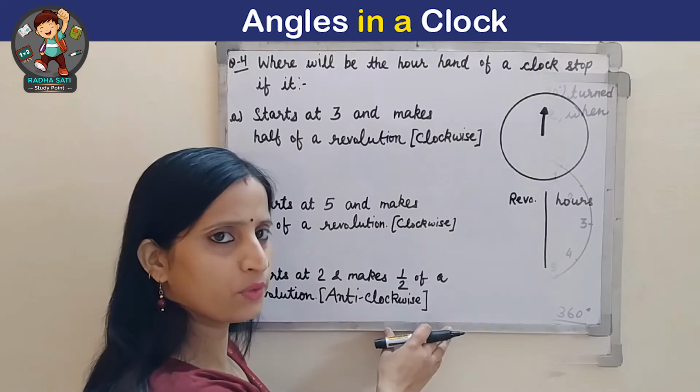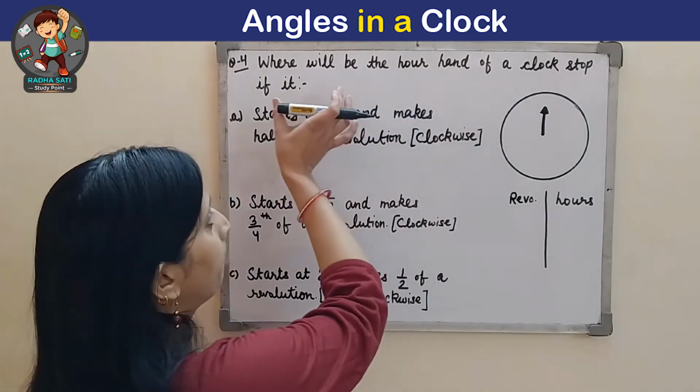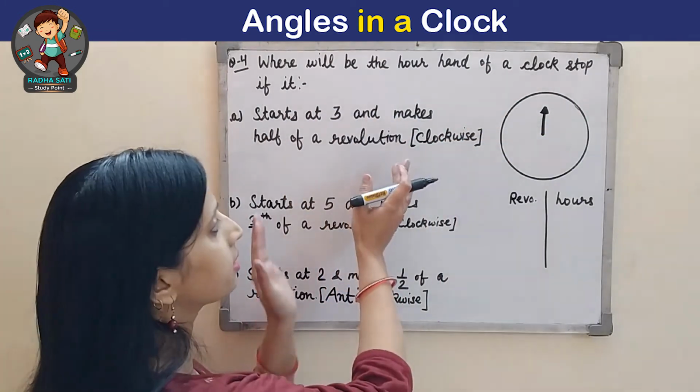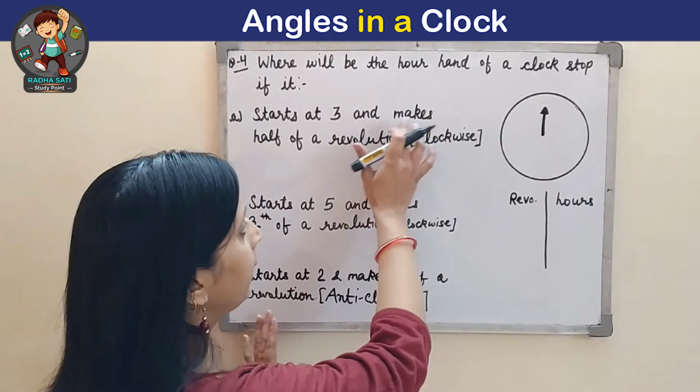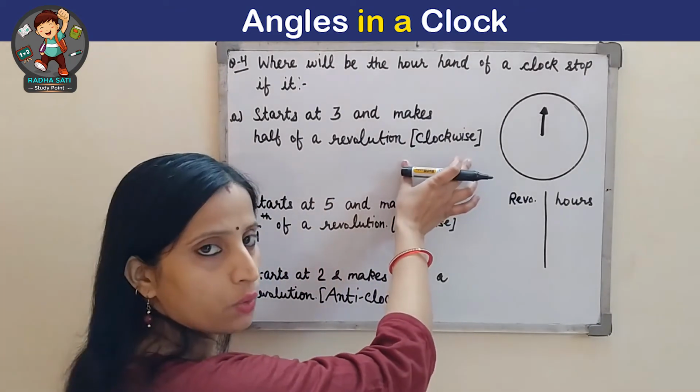Okay. The next question is, where will be the hour hand of a clock stop if it starts at 3 and makes half of a revolution clockwise?